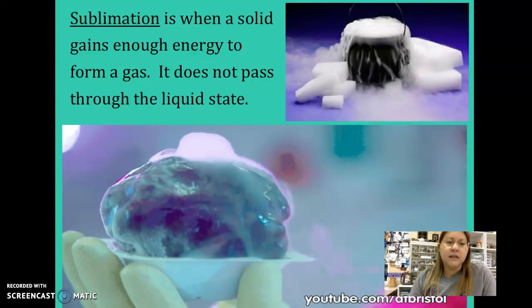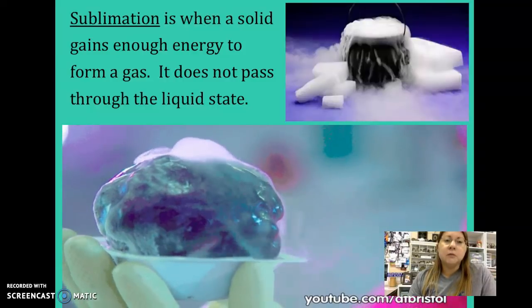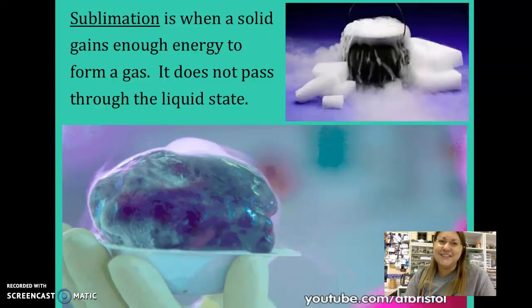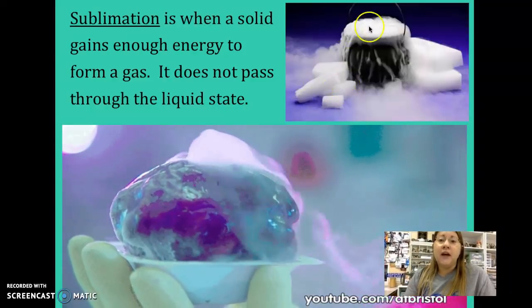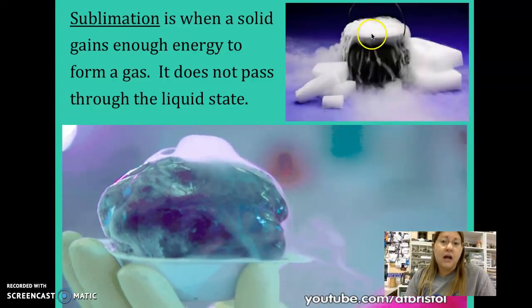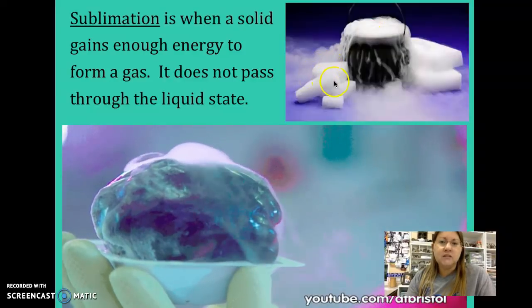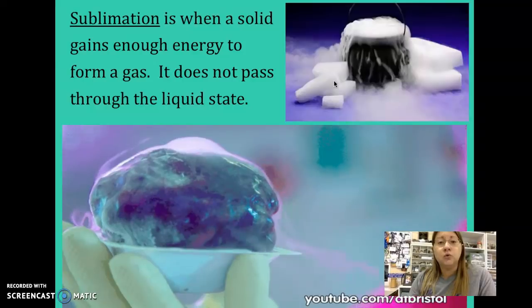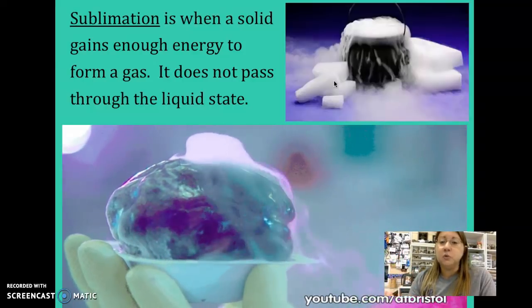And the last one is sublimation. So sublimation is really cool. It's really cool. See, it's a pun. So that's when you have, like this example, dry ice. So dry ice is basically frozen carbon dioxide. It's carbon dioxide that is so cold, it's formed into a solid.